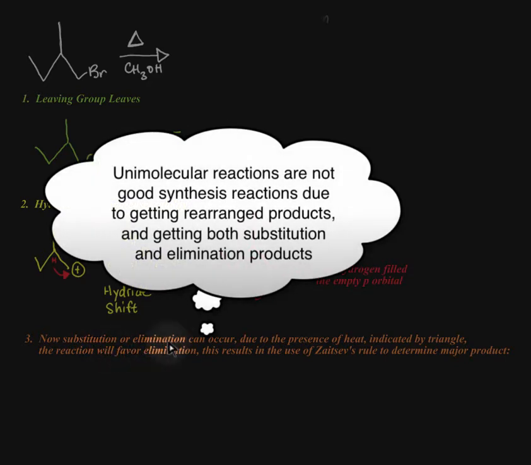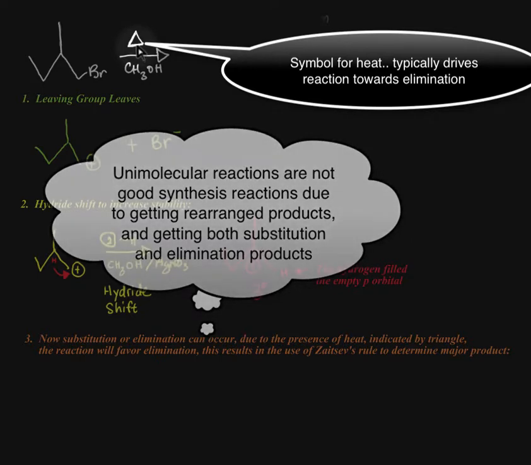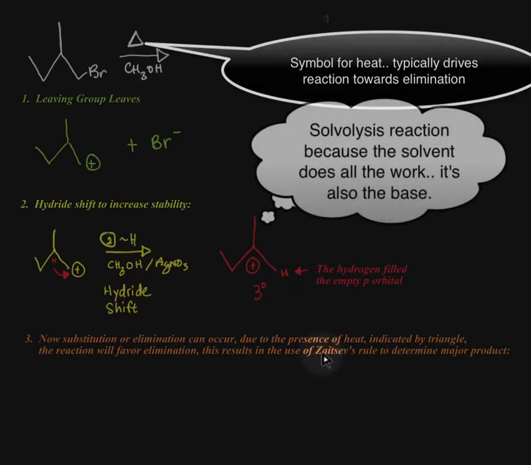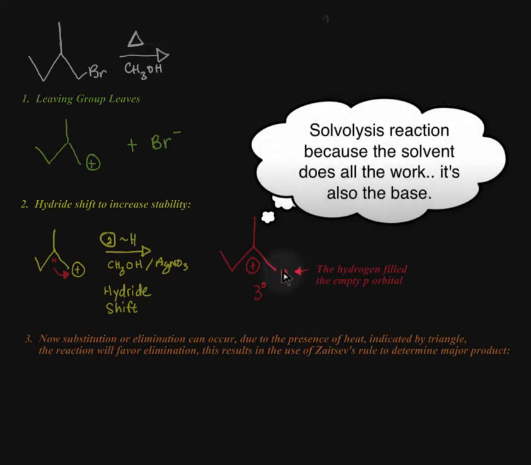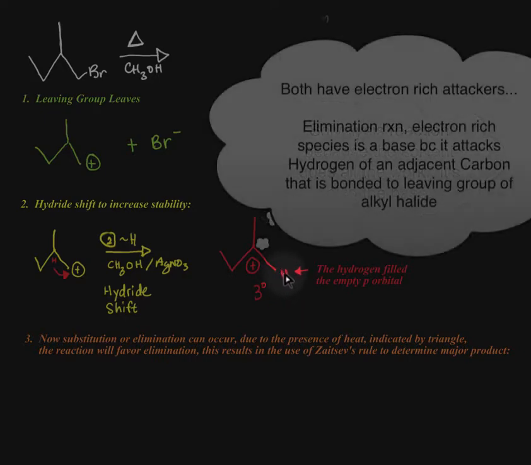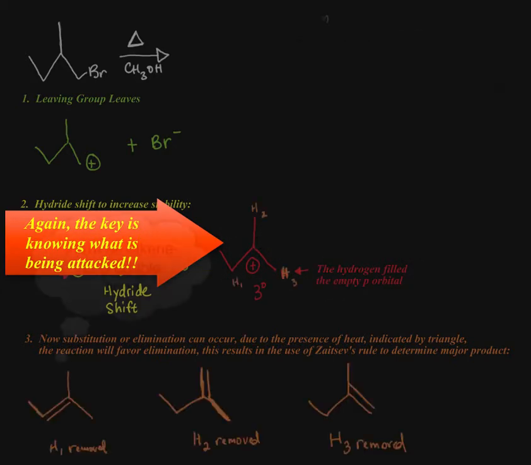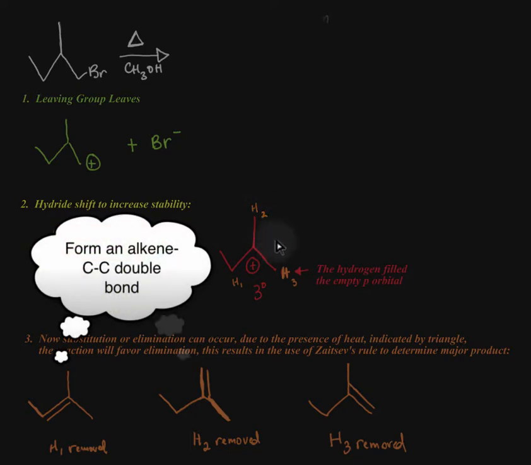So now we can either do substitution or elimination, but because of this heat symbol, we know we're going to favor elimination. The result is we're going to have multiple possible reactions take place. The solvent, remember it's a solvolysis reaction, is going to act like a base. So we're going to remove a hydrogen from an adjacent carbon, one of these adjacent carbons. All right, so let's label them 1, 2, and 3.